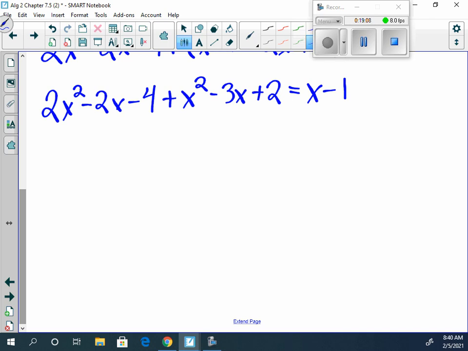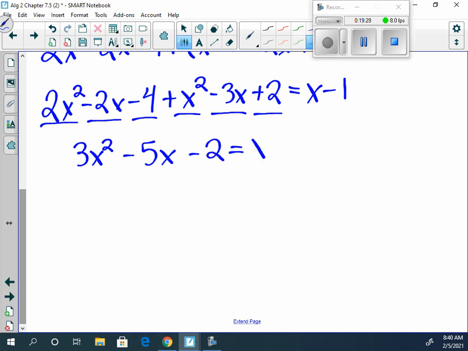Let's combine some more like terms. Well, 2x squared and x squared would give me 3x squared. So we took care of those two. Negative 2x minus 3x, negative 5x, and negative 4 plus 2 would be negative 2. Okay. Well, we still have a quadratic, yes? We still have an x squared term. So we need to get everything on the same side.